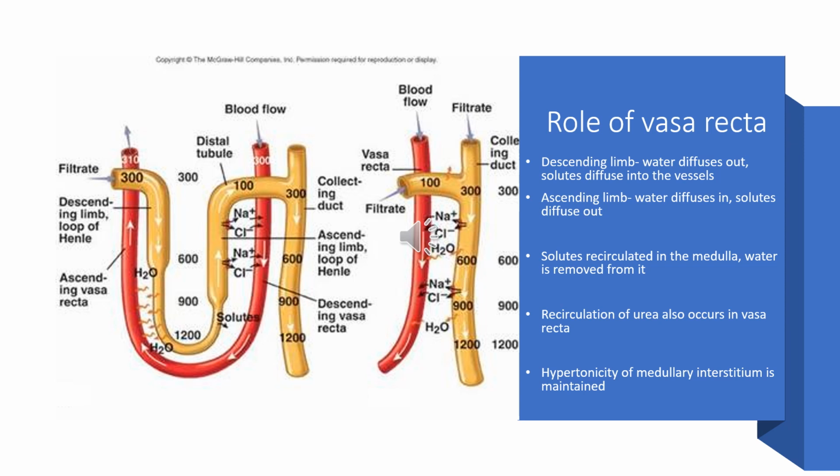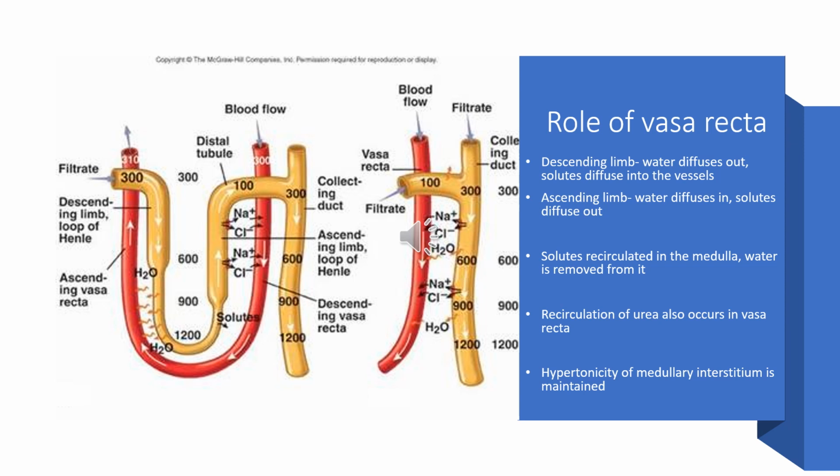From the thick ascending limb of loop of Henle, the solutes are reabsorbed into the medullary interstitium. And from there, these solutes diffuse into the descending limb of vasa recta. Simultaneously, water will diffuse out of the descending limb into the medullary interstitium. So as the blood flows slowly through the vasa recta, a large quantity of solutes will accumulate in the descending limb of this vasa recta.